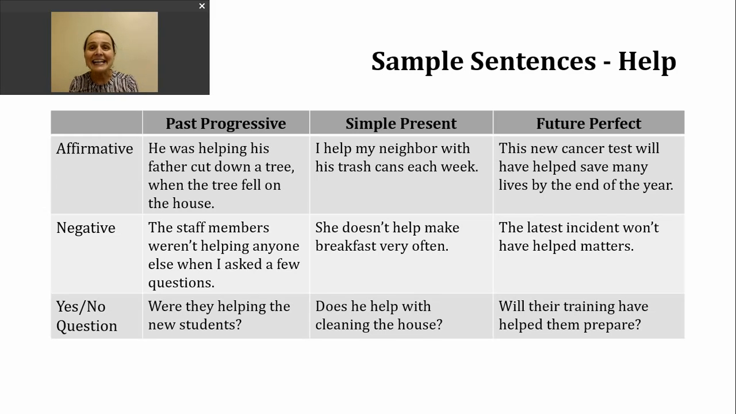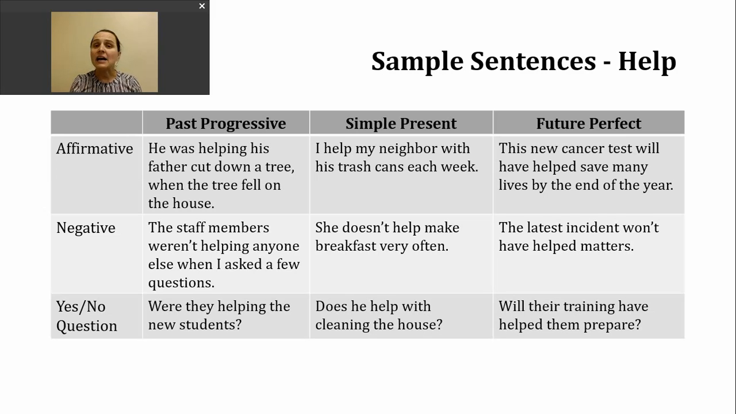To make negative past progressive, all we need to do is add not after our be verb. So we'll have wasn't and then the ing form of the verb, or weren't and then the ing form of the verb. Let's take a look at an example. The staff members weren't helping anyone else when I asked a few questions.